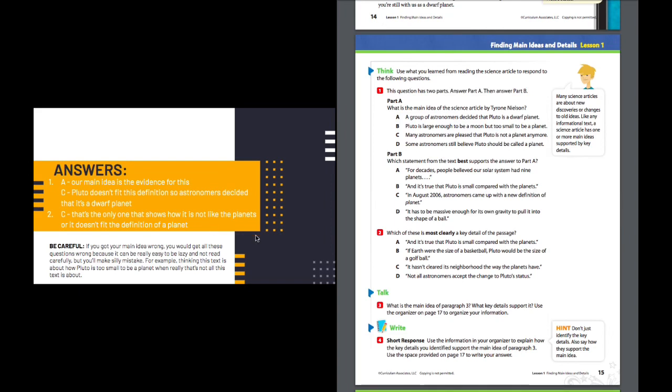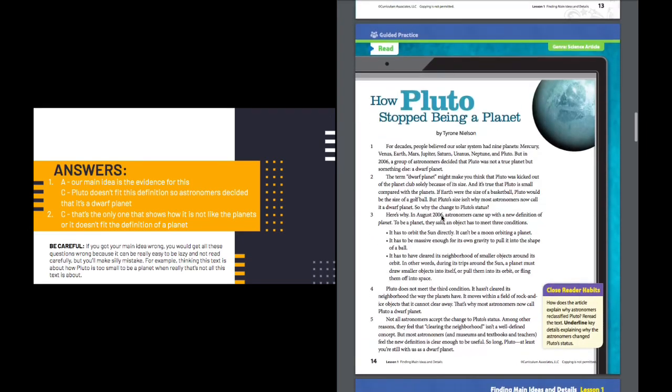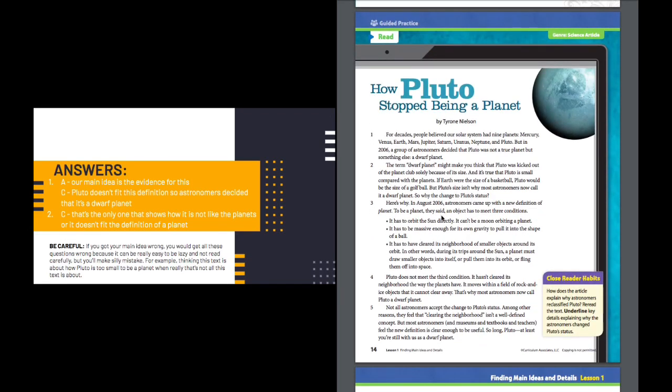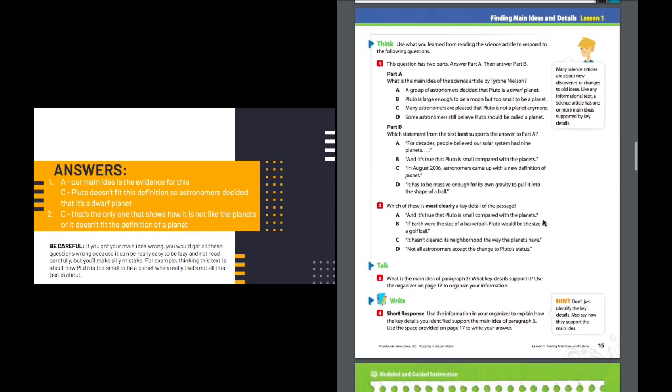All right, so I want you guys to be careful when you're reading. If you got your main idea wrong, you would have gotten all these questions wrong, because it can be really easy to be lazy and not read carefully, and you're going to make silly mistakes because of it. For example, thinking this text was about how Pluto's too small, if you thought that, that's a mistake. That means that you didn't read carefully, because it's really easy to think about Pluto as just a planet that's too small, and that's not what the text is about at all, okay? So if you read carefully the first time, you're going to do well on the questions, but if you don't do that, you're not bound to succeed.